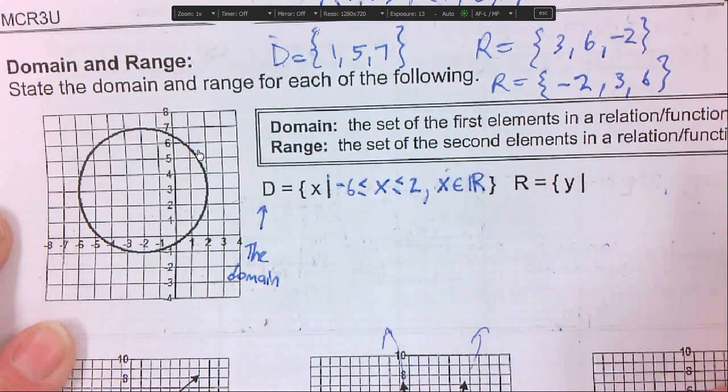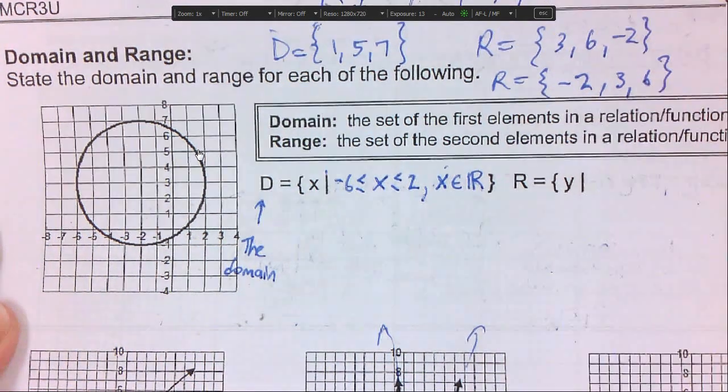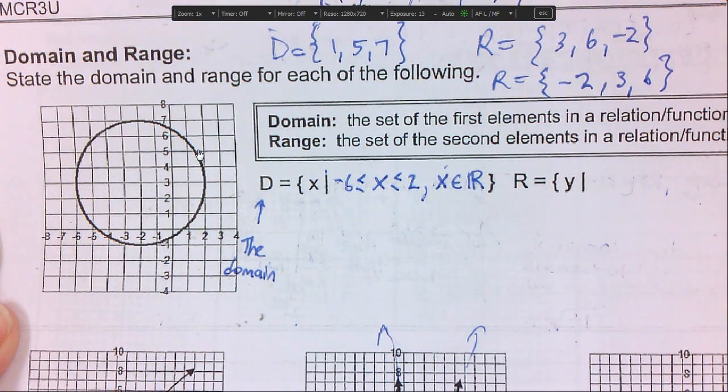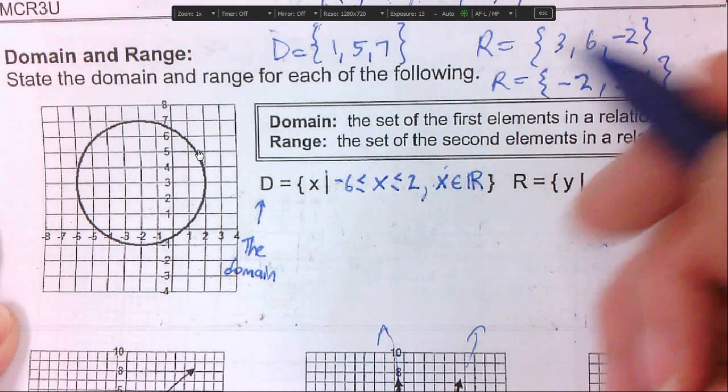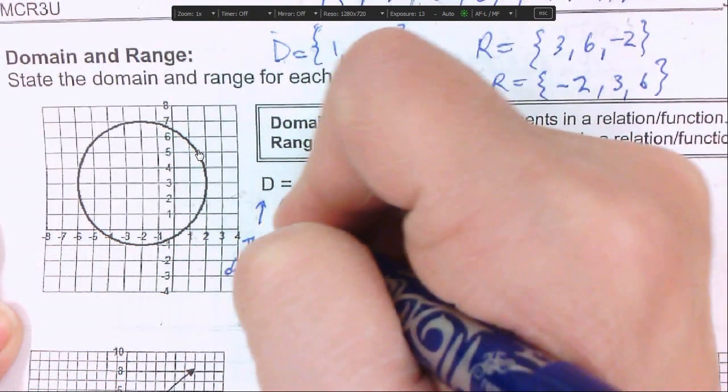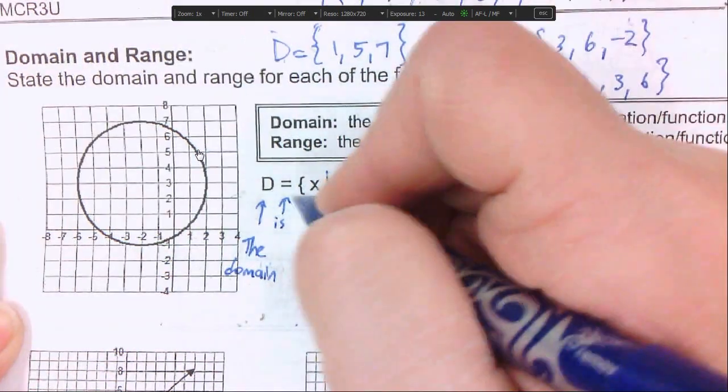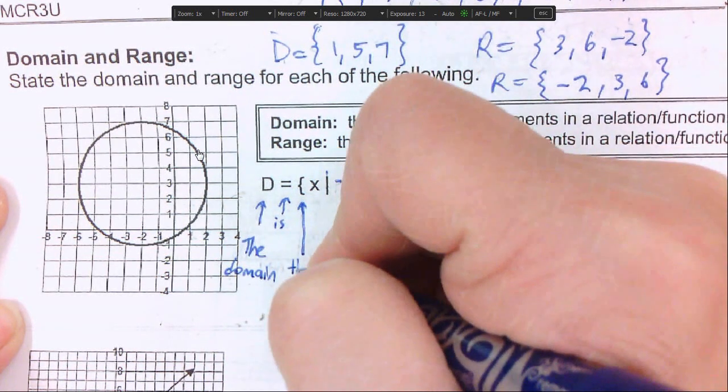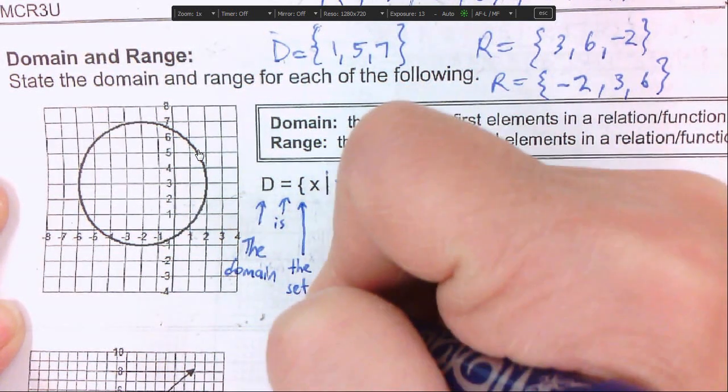Okay, so you're going to write this. You can pause the video at any time to catch up. If you want, listen to it once and then go back and write it in. So the domain, the equal sign is. The domain is. Then we have the squiggly bracket, which means the set of.